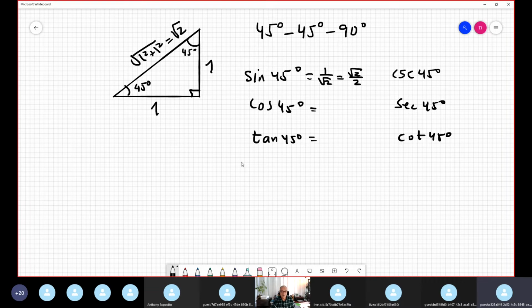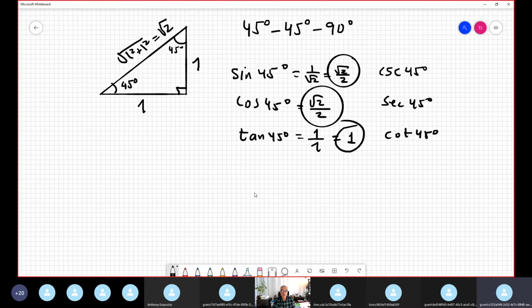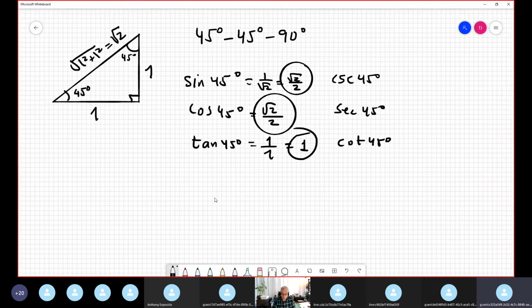And cosine 45 degrees is the same. It's the same as radical 2 over 2, because in this case the adjacent is 1. And tangent 45 degrees is opposite divided by adjacent, that is 1 divided by 1, which is just 1. Wow, it's easy. Radical 2 over 2, radical 2 over 2, and 1. And the 45, 45, 90 triangle is important.